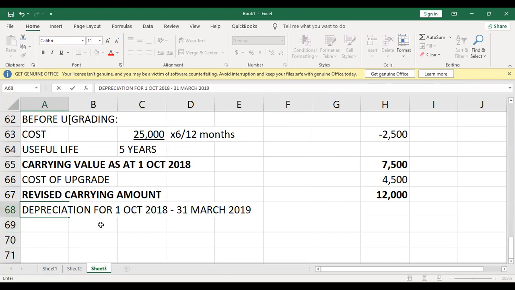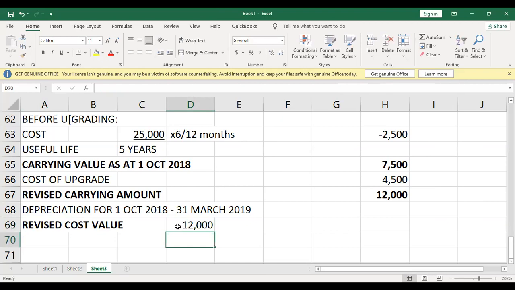We are going to use the revised cost value, which is 12,000. That 12,000 is divided by still how many years? How many years are we going to use? Still 5 years? No, we can't use 5 years.